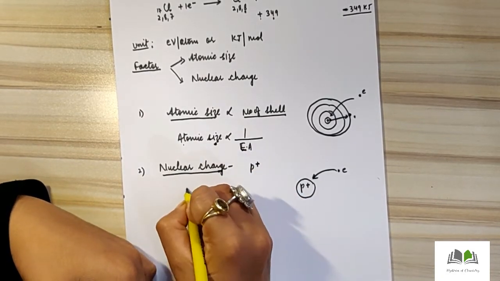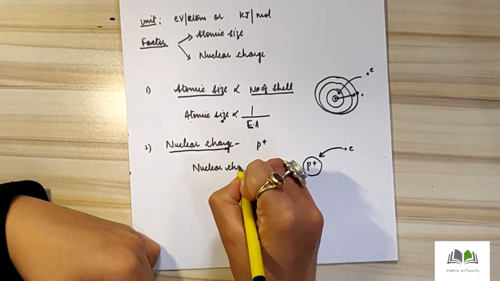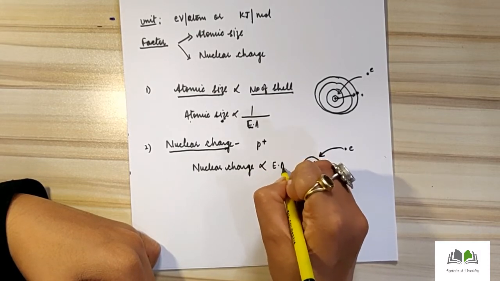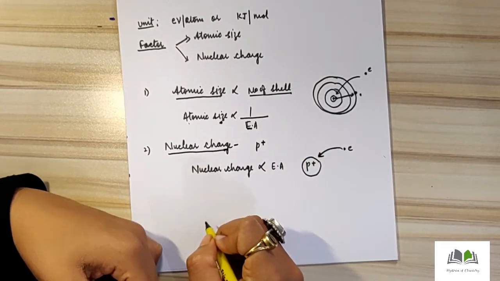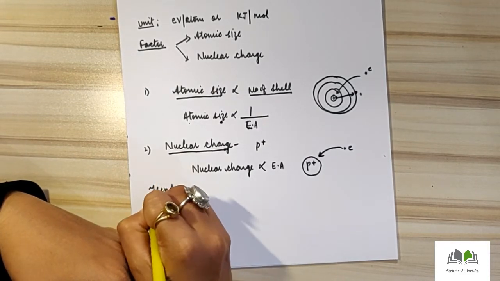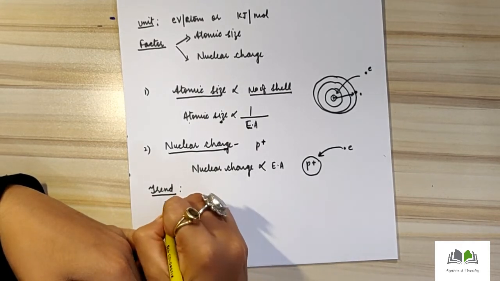So we can say that nuclear charge on an atom is directly proportional to electron affinity values. Okay. Now next is, what is the trend of electron affinity in a group or in a period? So one by one we will discuss.